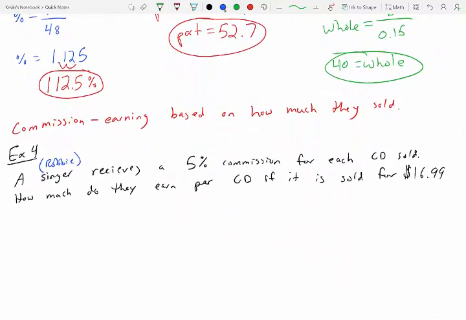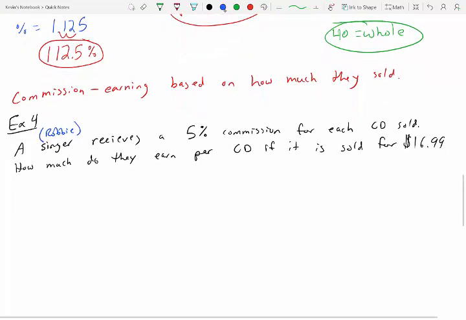We have one more example, and it has to do with commission. Commission is earnings based on how much someone sells. So anyone that's in sales, selling houses, selling cars, selling CDs, they make a percent of what they sell. So here's our problem. A singer, Robbie, receives 5% commission for each CD sold. How much do they earn per CD if it is sold for $16.99?